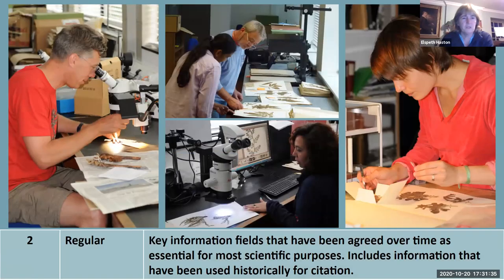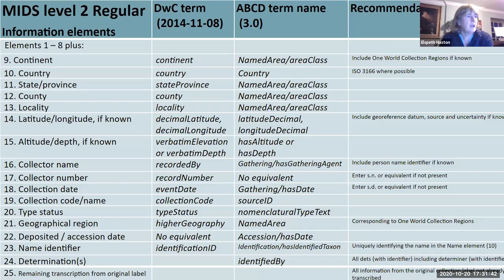So I'm going to come to the regular MIDS level two next. And this essentially includes all the elements we've seen in MIDS level one, plus these additional elements. Again, as with MIDS level one, these are under discussion, and there are also some elements in here which can be considered to be more important than the others. There are also some that are potentially easier to calculate as well.